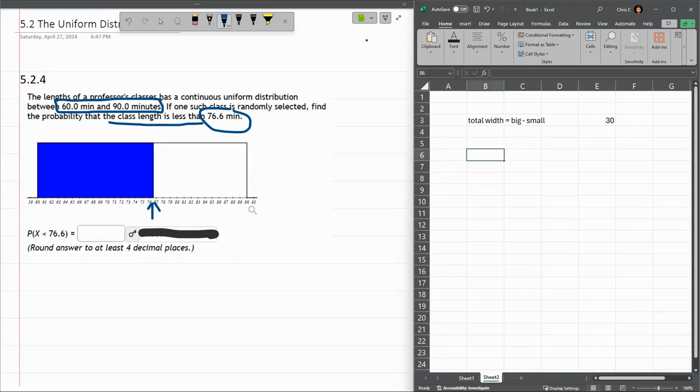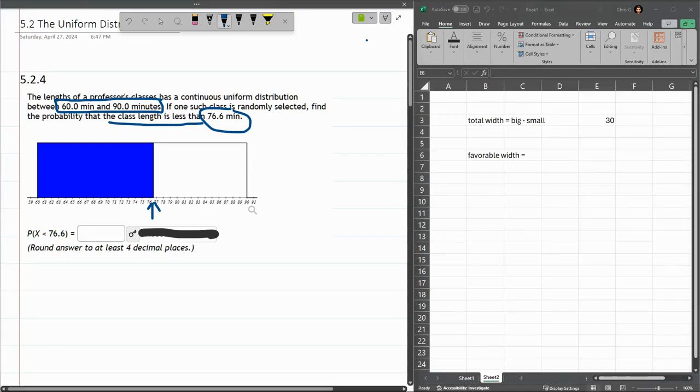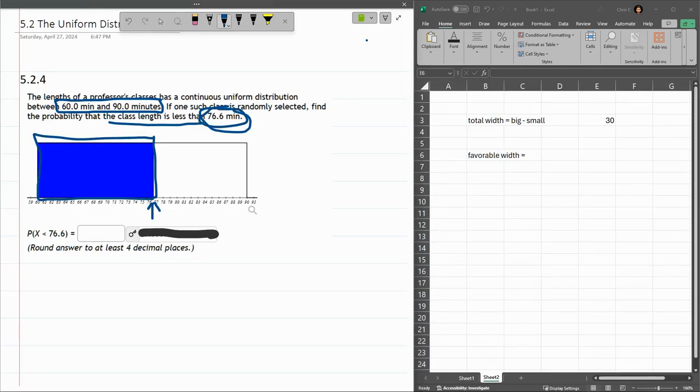That's the total width. Now my width, or the favorable width, is also big minus small, but we're not using 90 and 60. We're using the big and small here. The small is 60, but the big is 76.6. So 76.6 minus 60.